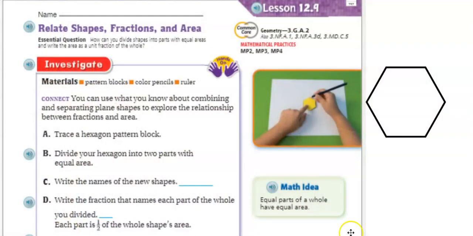So whenever we get to that part, I just wanted you to know that we'll discuss it in this chapter, but we're really going to get into detail when we go back to chapter 11. We'll finish 10 and then we'll get into it in chapter 11. All right, so back to geometry. So it says relate shapes, fractions, and area.